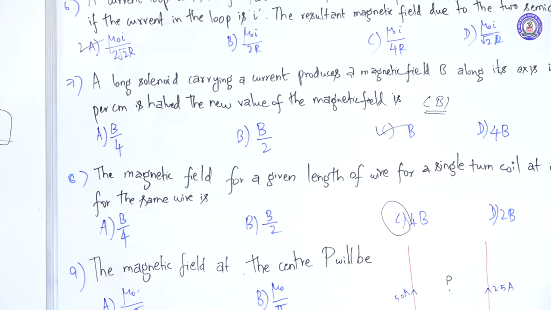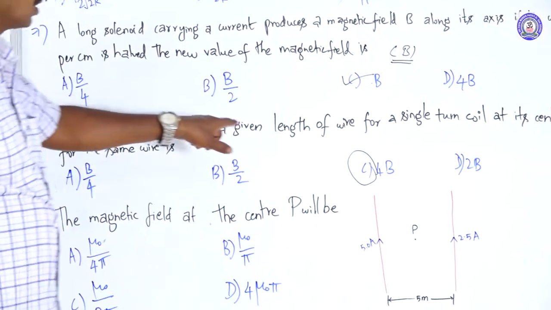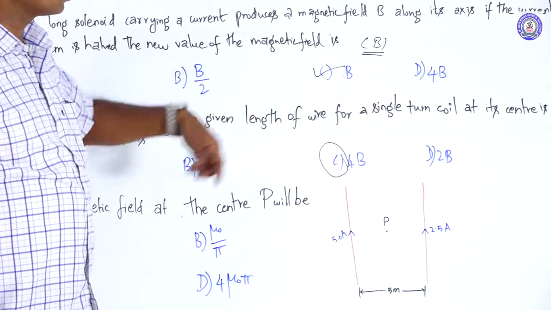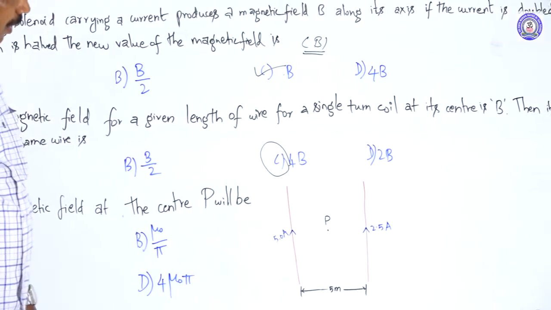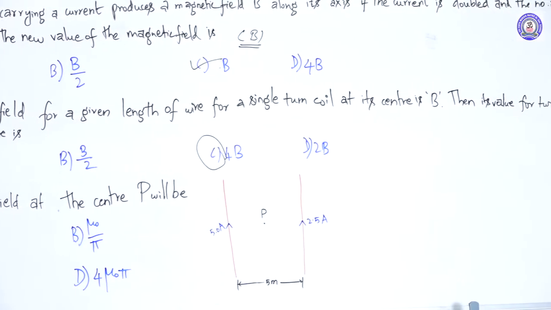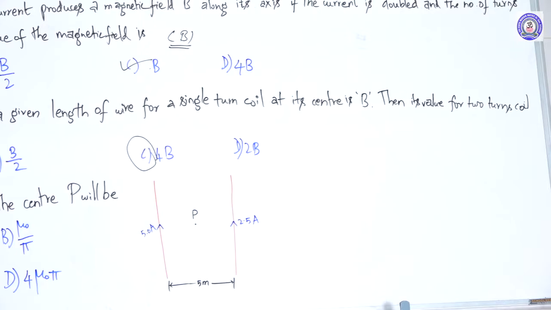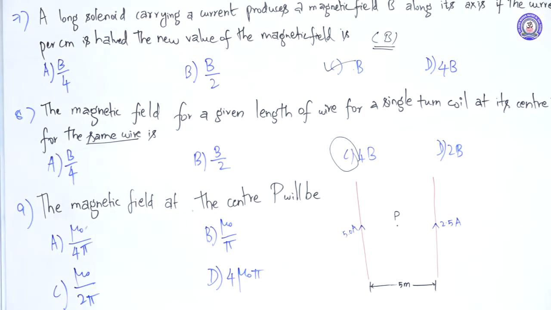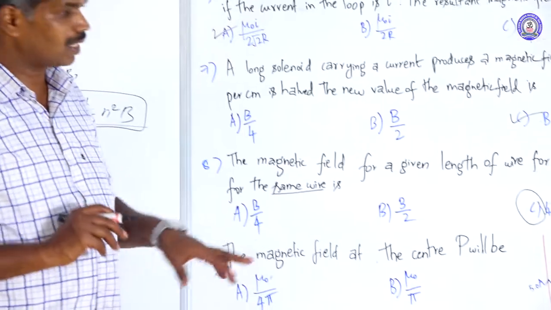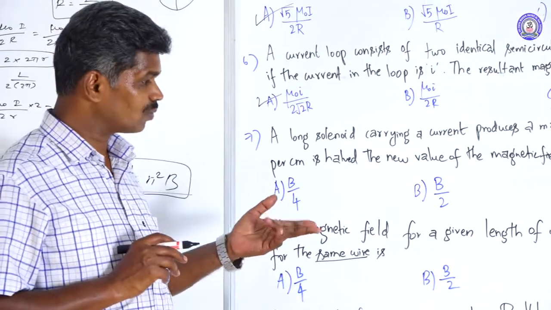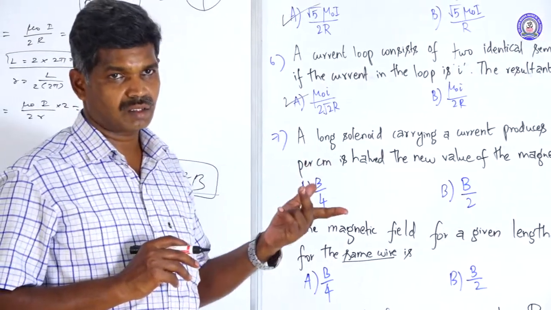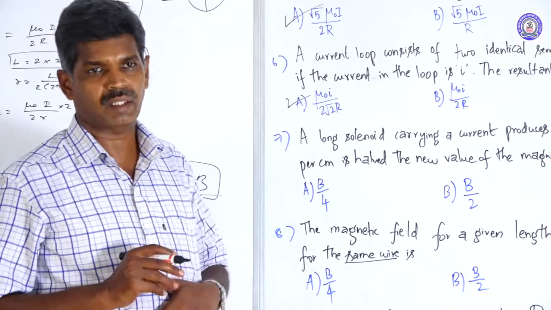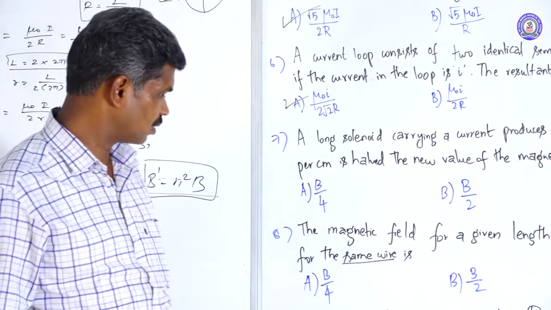4B is our answer. The magnetic field for a given length of wire, for a single turn coil at its center, is B. Then what is its value for a 2 turns coil made from the same wire? Same wire means the same wire is going to be made into 2 turns. That's why the same length becomes 2 pi r for the first one, and 2 into 2 pi r for the second one. That's why we will get 4B.